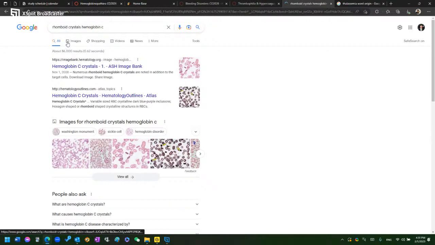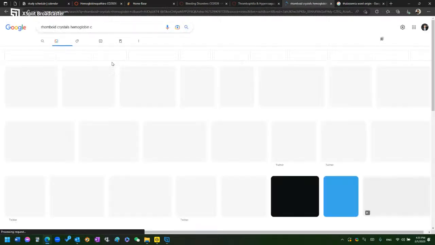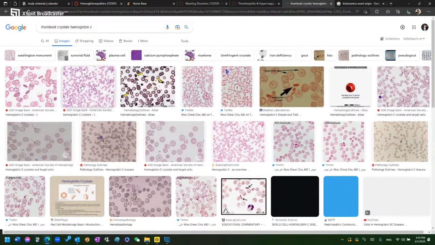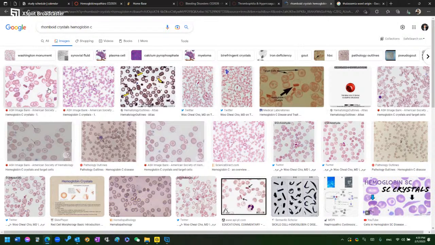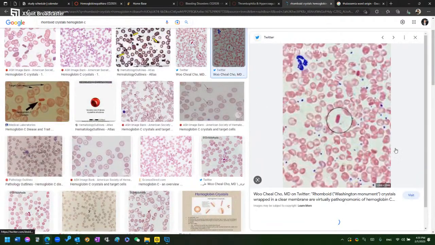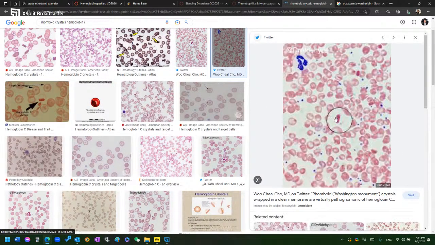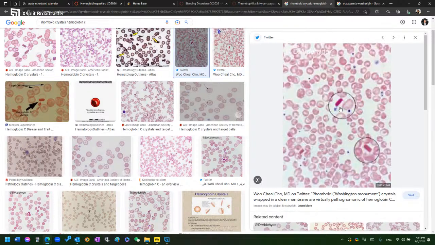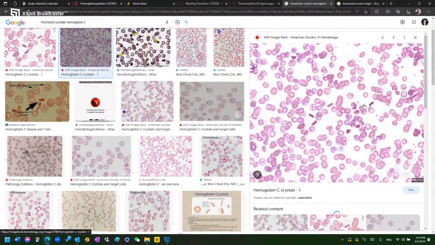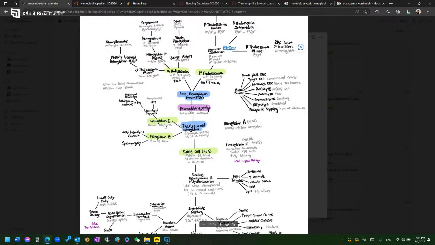The rhomboid crystals, I suppose, are a problem with the hemoglobin that causes these sorts of abnormal findings. If these images will load, they look like that. And that's, as far as I can see, not as serious of a disease.